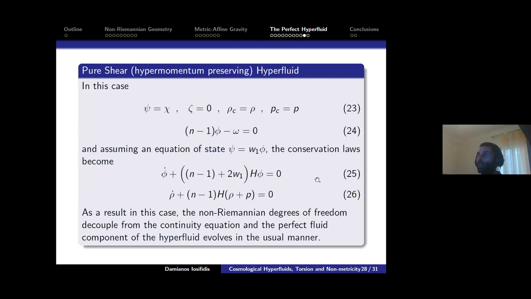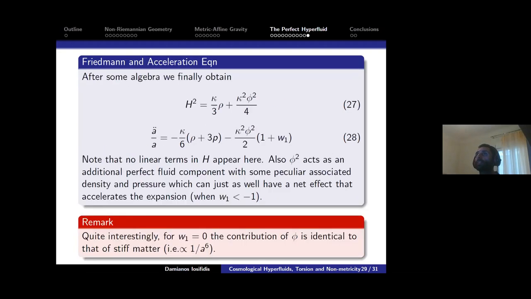So now we have these Friedmann equations, we have these conservation laws, and if we express everything in terms of the sources on the right hand side of the Friedmann equation, we arrive at these equations. So we have some quite interesting results. We see that the linear term in the Hubble parameter has disappeared. So we only have this term here, which is always positive. And it acquires a description as an effective density that has to do with the hypermomentum that adds to the classical density.